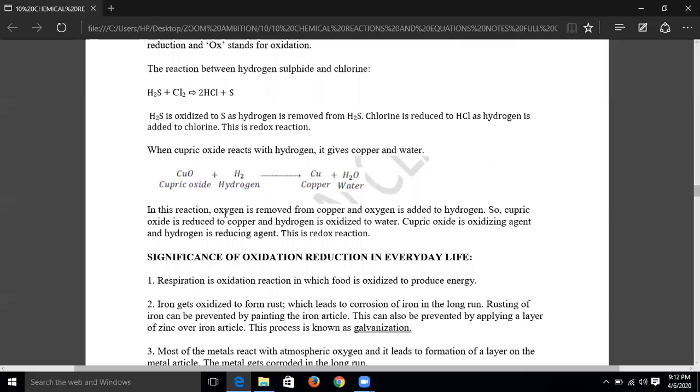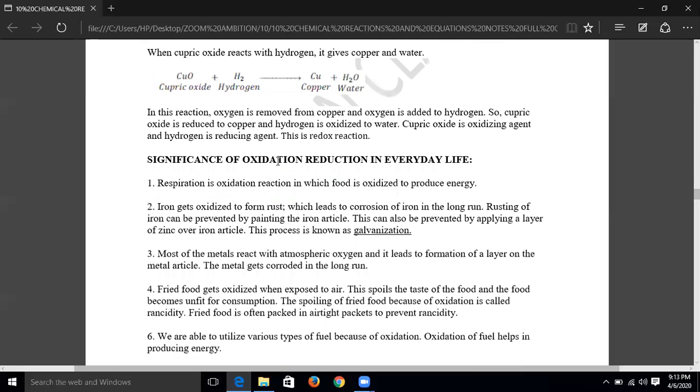In this reaction, oxygen is removed from copper, which is cupric oxide, and oxygen is added to hydrogen. So cupric oxide is reduced to copper, hydrogen is oxidized to water because oxygen is added to hydrogen. Cupric oxide is oxidizing agent and hydrogen is reducing agent. So this is also redox reaction.